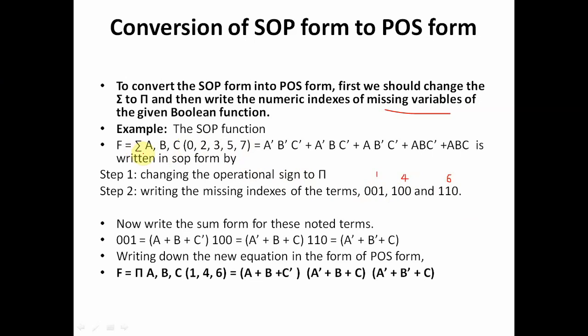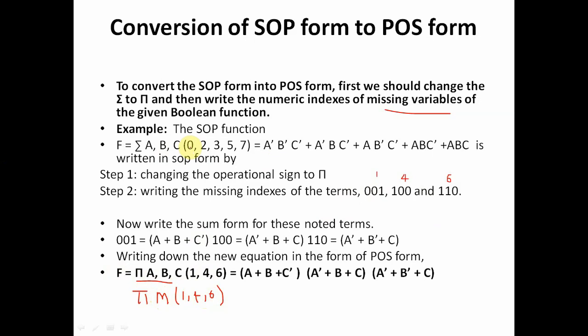First the summation is converted into pi. So the missing terms are 1, 4, 6. Therefore we write pi m in brackets 1, 4, 6, where 1, 4, 6 are the missing terms.